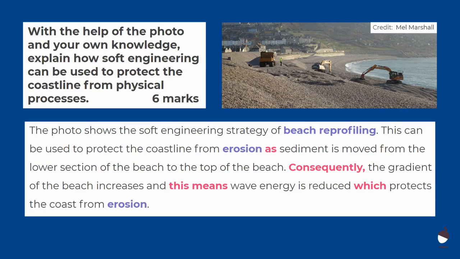The photo shows the soft engineering strategy of beach reprofiling. So your first sentence, what does the photo show? This can be used to protect the coastline from erosion, so I've said what the physical process is, as sediment is moved from the lower section of the beach to the top of the beach. Consequently, so these connectives are in pink, show that I'm developing my idea. The gradient of the beach increases, and this means wave energy is reduced, which protects the coast from erosion. So there's a model answer, okay?